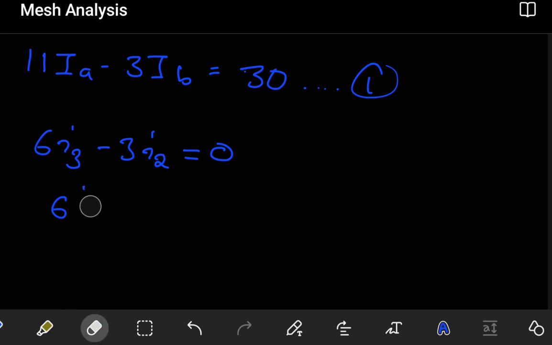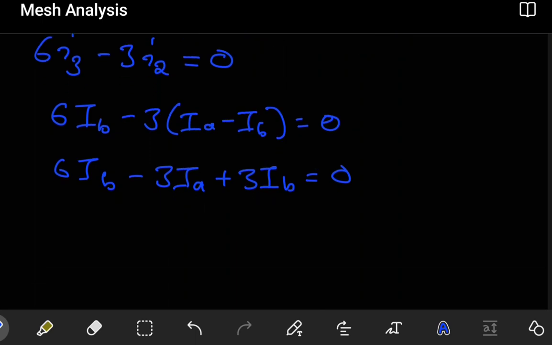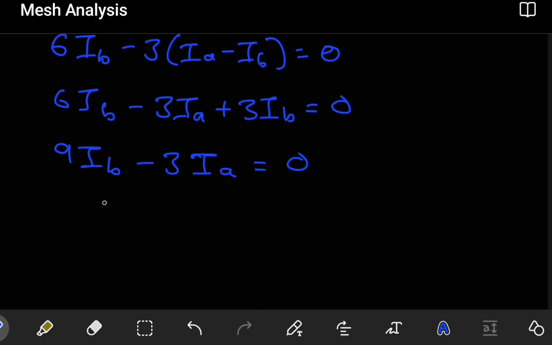So you have 6 I3 minus 3 I2 equals 0. Let's substitute. I3 is IB, and I2 is IA minus IB. So you have 6 IB minus 3 IA plus 3 IB is equal to 0. Like and like, we have 9 IB minus 3 IA equal to 0, so IB will be equal to IA over 3, when I move the 3 IA to the other side and divide by 9. So this becomes equation 2.